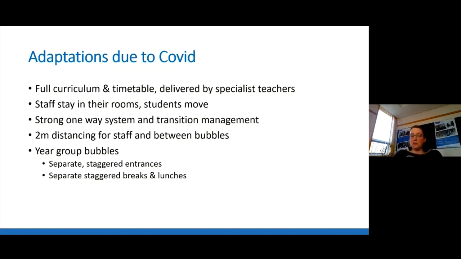Each of the year group bubbles has their own separate entrance, and we have 2 staggered entry times. Again, each year group has their own separate social space, and they each have staggered breaks and lunches. By putting these measures in place, what it means is we can have, as I said at the top, a full curriculum delivered by specialist teachers.